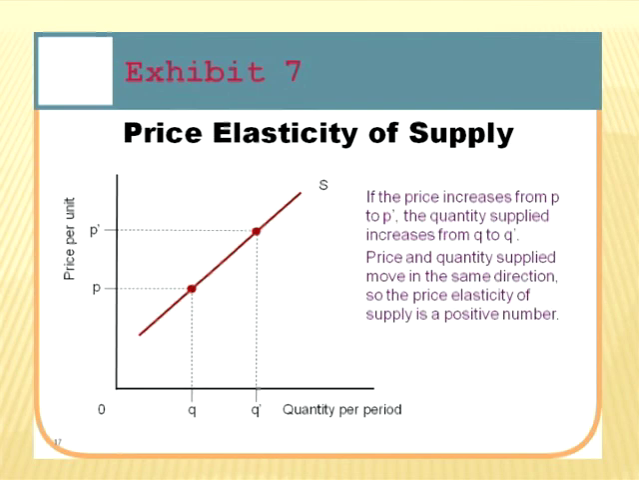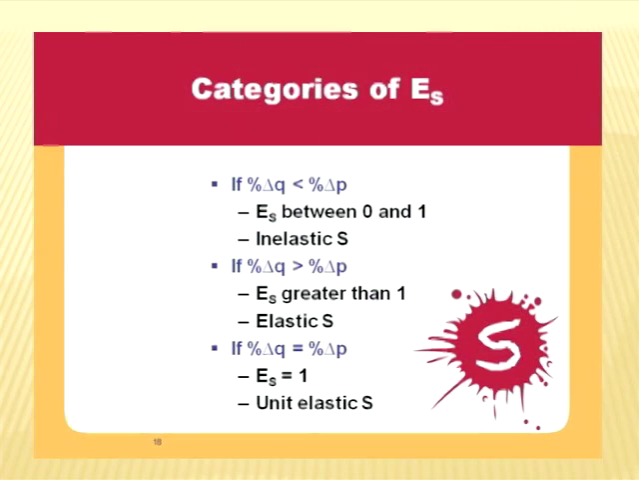And the question is, which one of them wins? Does price win or does quantity supplied win? Again, same sort of terminology. If it's less than 1, it's inelastic. If it's greater than 1, it's elastic. And if it's exactly equal to 1, then it's said to be unit elastic. Exact same as what we had before. Less than 1 means the quantity change is smaller than the price change. Greater than 1 means the quantity change is greater than the price change. And if the two are equal, then of course it's unit.